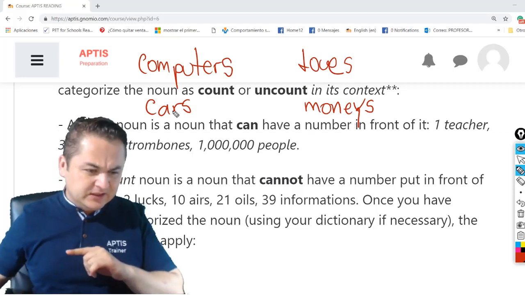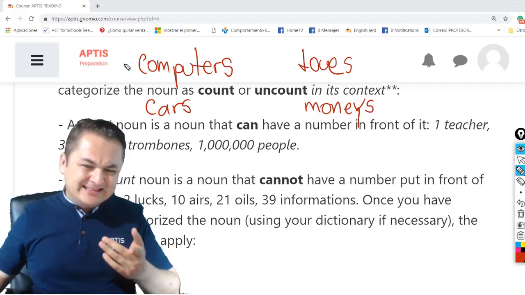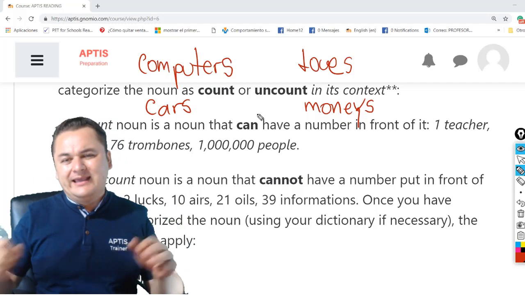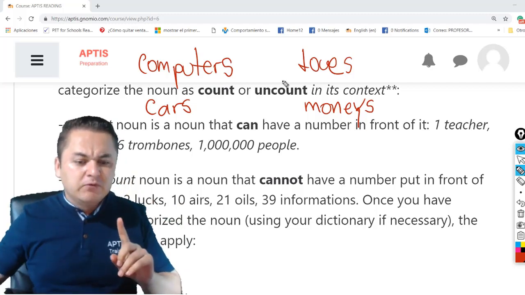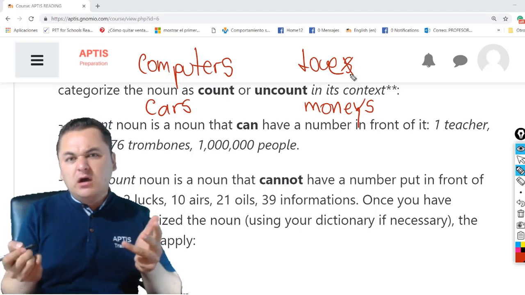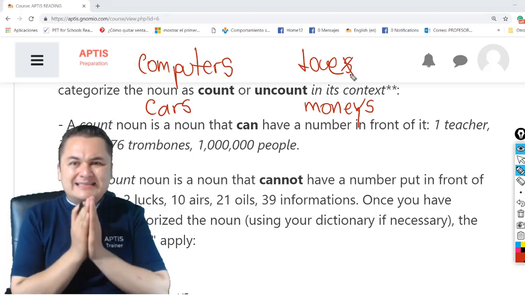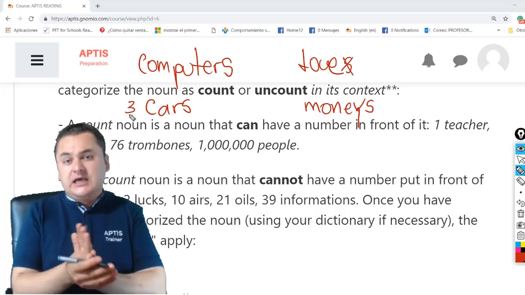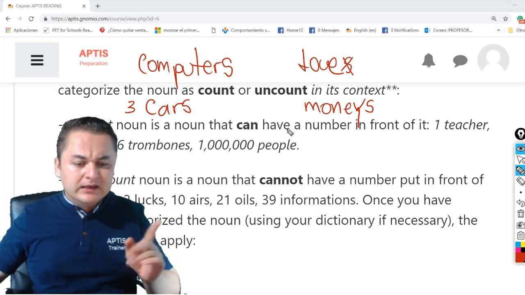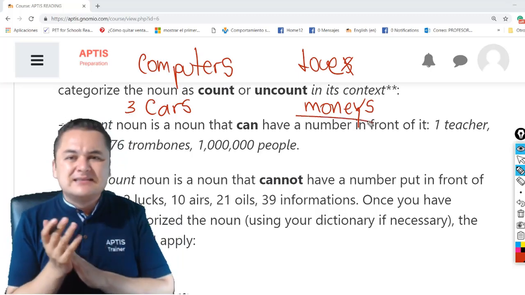For instance, I can say one computer, two computers. I can say one love. Actually, the meaning would be very different. So for now, if I say two loves, three loves, four loves, it doesn't actually make sense to me. But if I say three cars, for example, it would be okay. And it is not the same if I say I have a lot of monies.